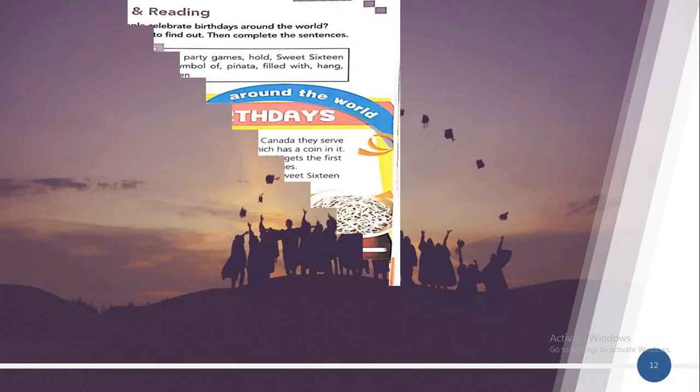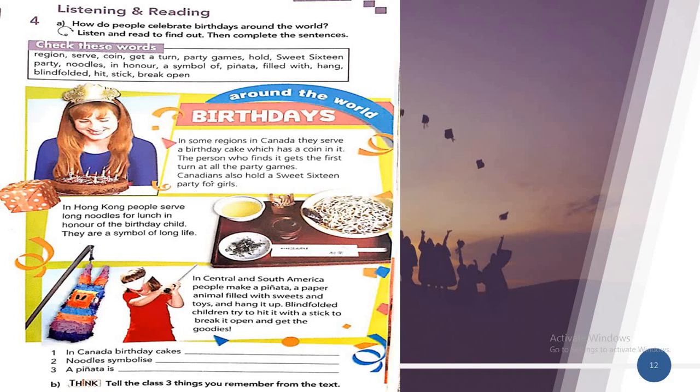Now, let's move to listening and reading. 4A. How do people celebrate birthdays around the world? Listen and read to find out. Then complete the sentences. So, by reading such dialogues, we learn about other cultures and different topics. So the topic of today is birthdays around the world.